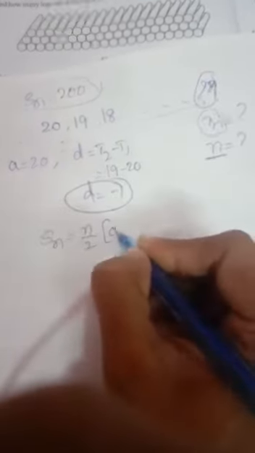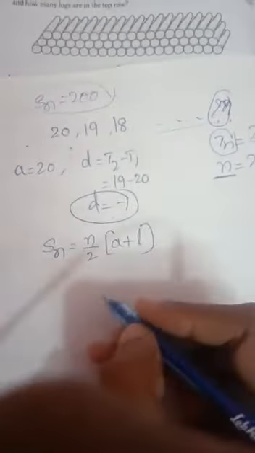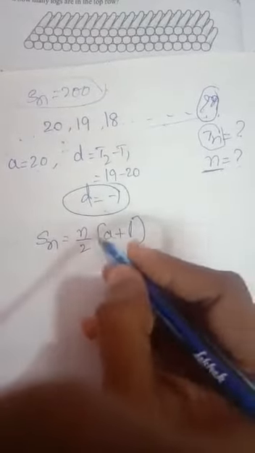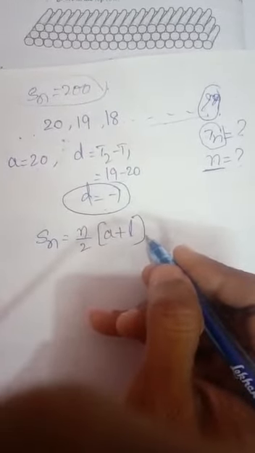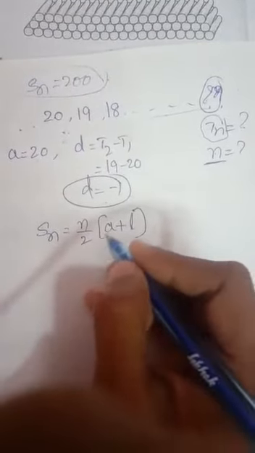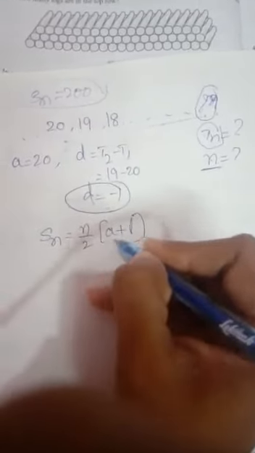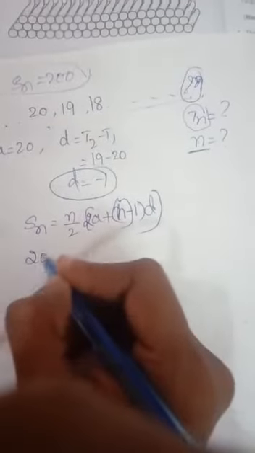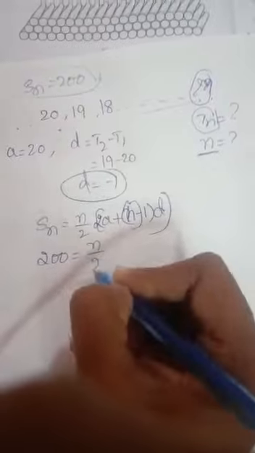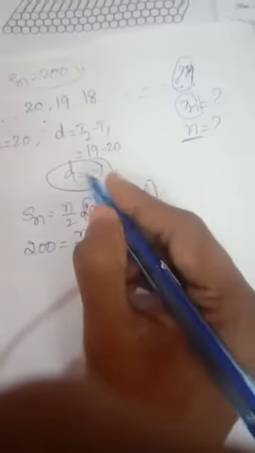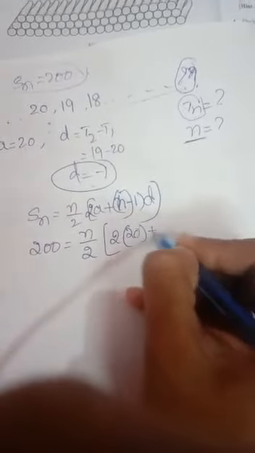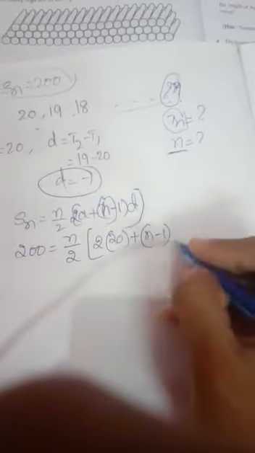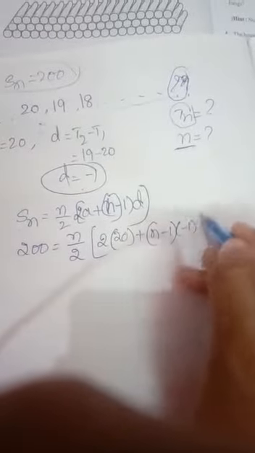Therefore Sn is equal to n by 2 into a plus l. We write this formula, or n by 2 into 2a plus n minus 1 into d. Sn is equal to 200 logs. We do not know the n value, so 2 into a means 20 plus n minus 1, write it as it is. The value of d is minus 1.